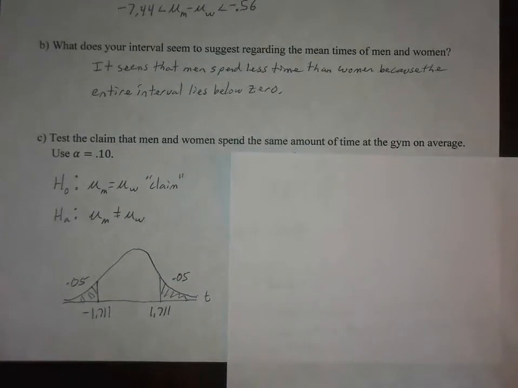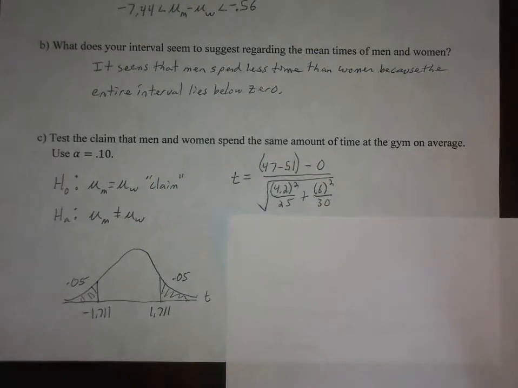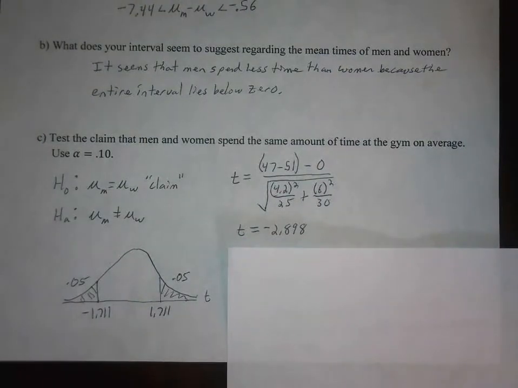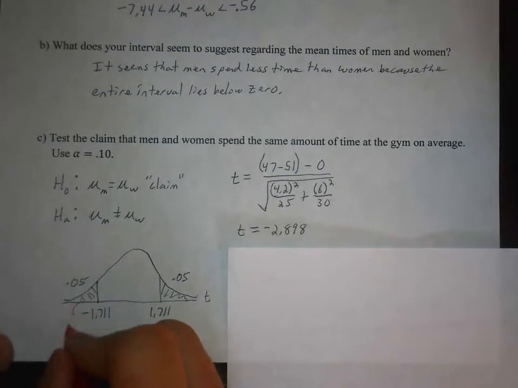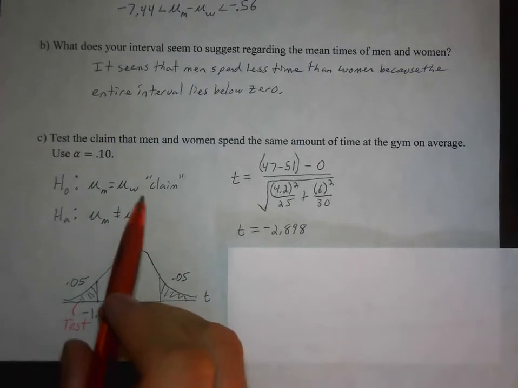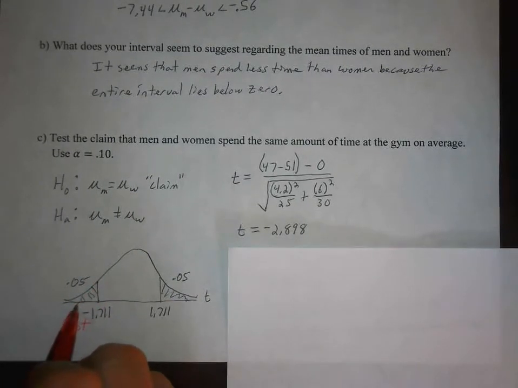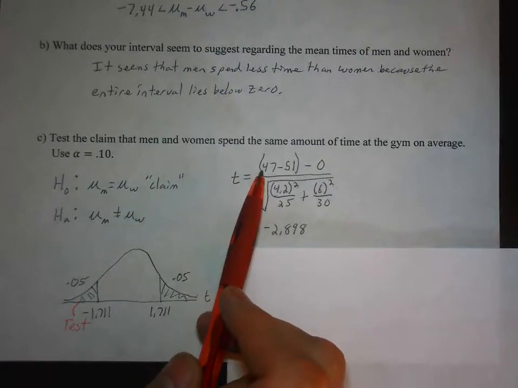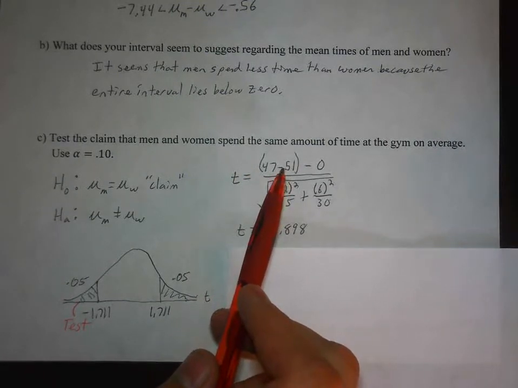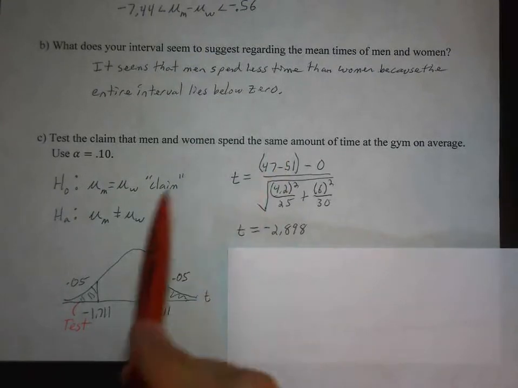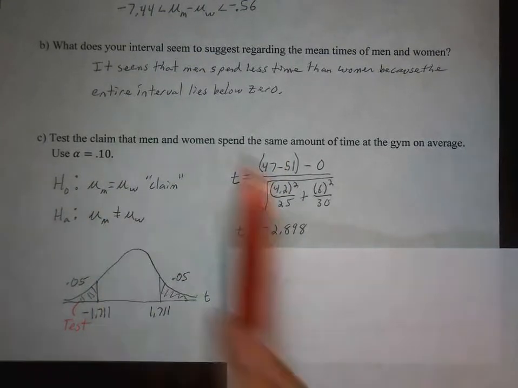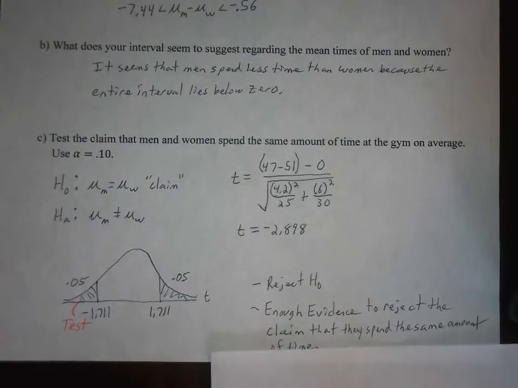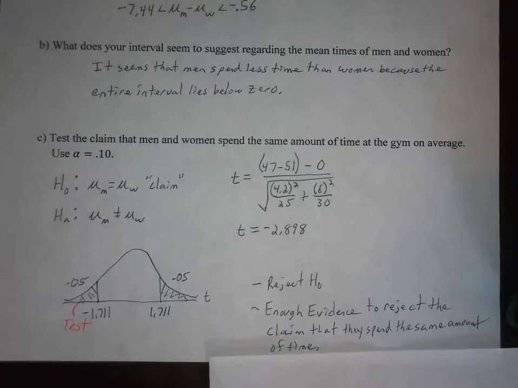Okay, so now we look at our test statistic. We calculate it using the formula, and then we end up with negative 2.898 on this one. So that test statistic is out here to the left. So if the means really were equal, getting this test statistic would be unusual. Getting a difference in sample means of 47 minus 51, so getting that difference of negative 4, would have been unusual if the means really were equal. So that leads us to reject the null hypothesis, giving us evidence to reject the claim that they spend the same amount of time.